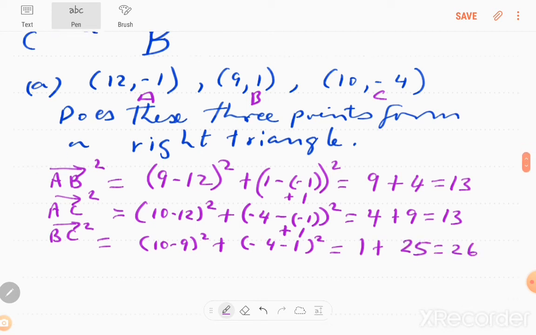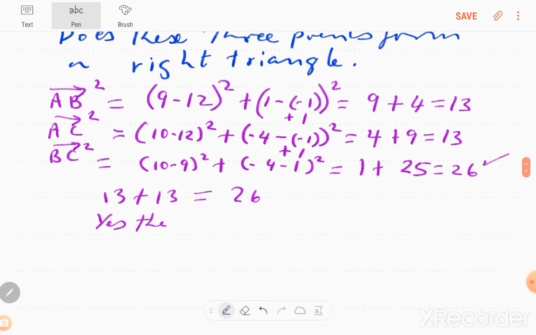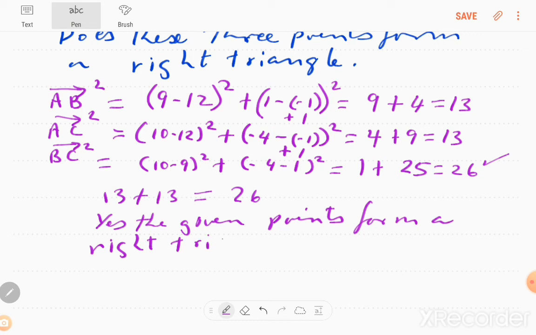So now the two shorter sides squared, right? The two shorter sides squared, we see, add to the longer side. So we can say yes, the given points form a right triangle.